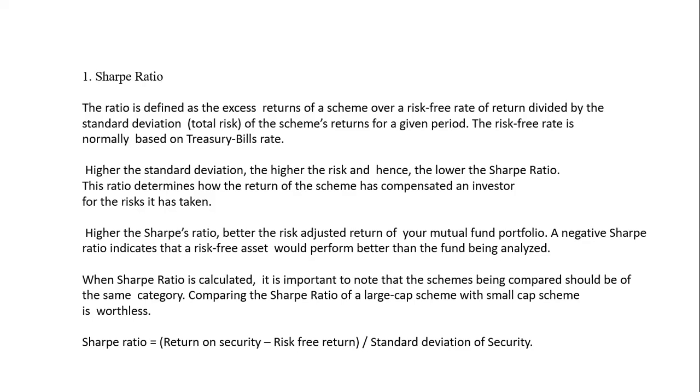For evaluating different mutual funds, we are going to compare two mutual funds with these formulas: Sharpe ratio, Treynor ratio, and Jensen ratio. The Sharpe ratio considers the standard deviation, that is the total risk of the scheme. The risk-free return is the treasury bill rate. The higher the standard deviation, the higher the risk, hence the lower the Sharpe ratio.